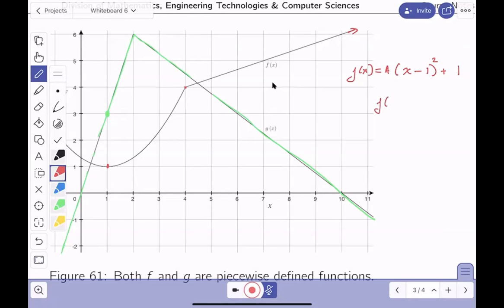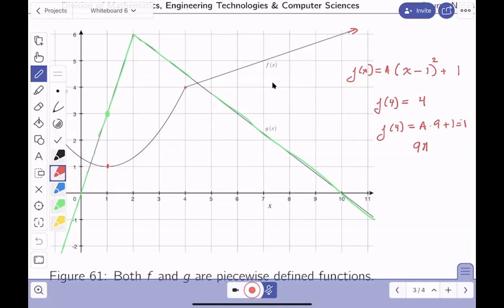I want f of 4 to be equal to 4. Let's write this down. F of 4 is equal to a times 9 plus 1. I want that equal to 4. So let's keep writing this down. 9a.